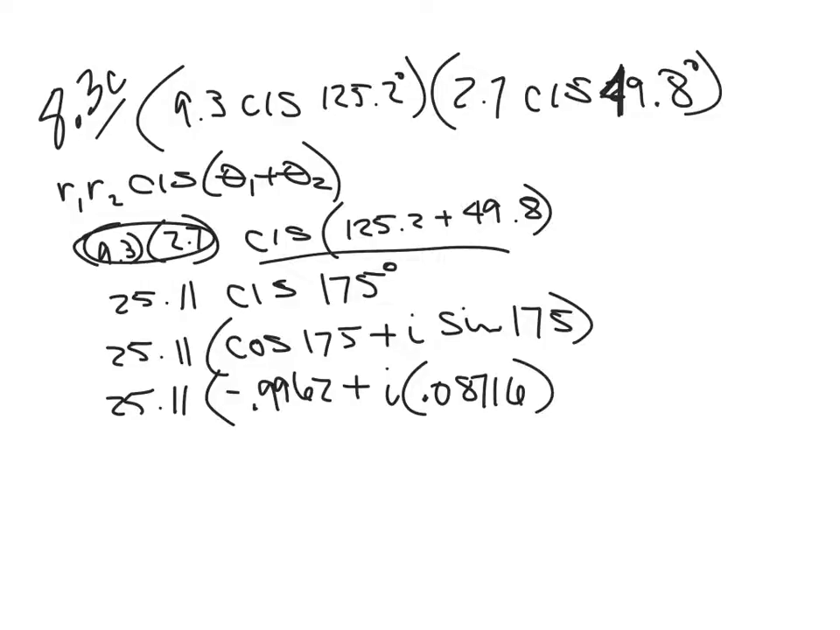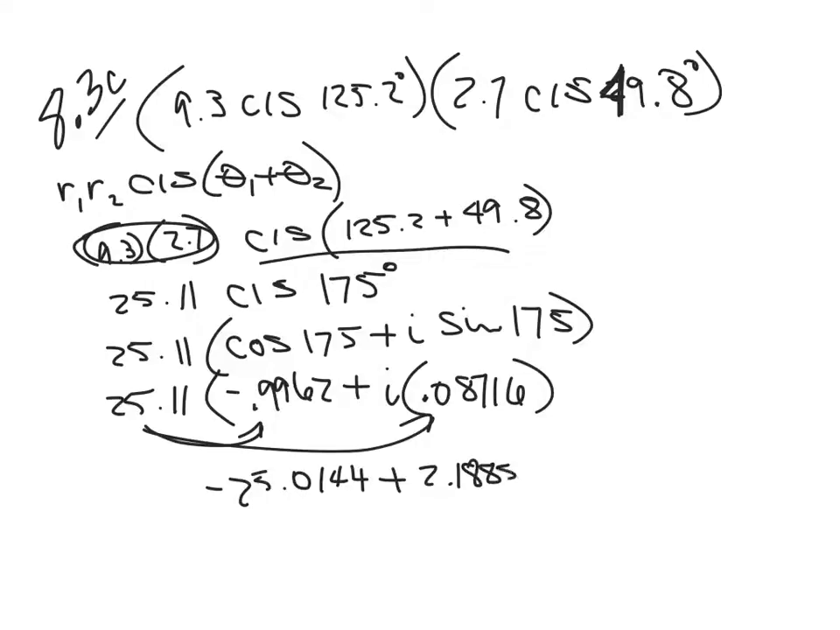0.08716-ish. Okay, and then we distribute this over here and this over here, and when we distribute we get negative 25.0144 plus 2.1885 and then I, and that ends up being your answer. So it isn't very clean, but you do have a calculator, so it makes it so it's not too terrible.